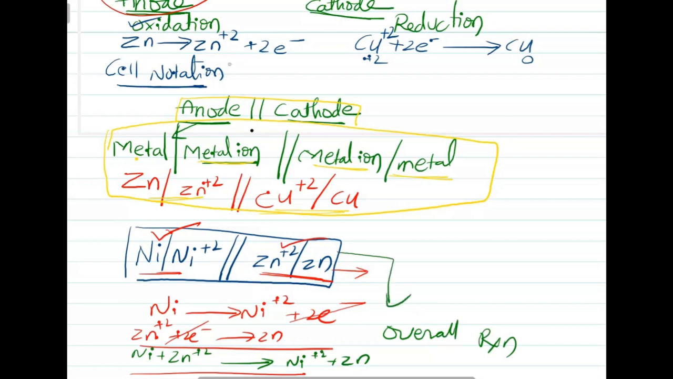So this is the way to represent it when the overall reaction is given. If the overall reaction is given, then this is the way to represent a cell notation. So there are two different methods, and this is very important.